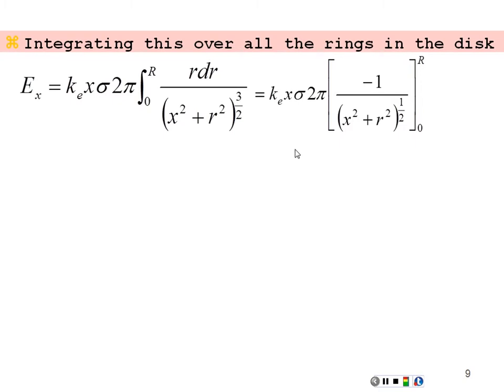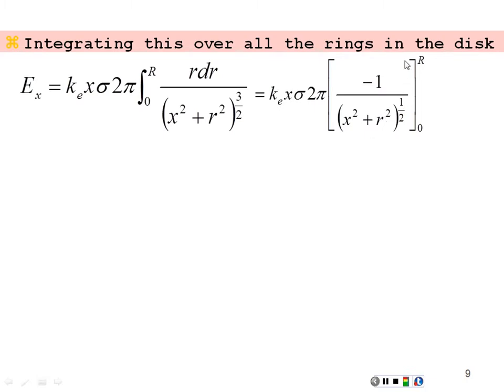That integration is actually negative 1 over x squared plus r squared to the 1/2 power. In other words, if you took the derivative of this result, you would get what's inside the integral here, r dr over x squared plus r squared to the 3/2, as you decrement this negative 1/2 in the denominator.